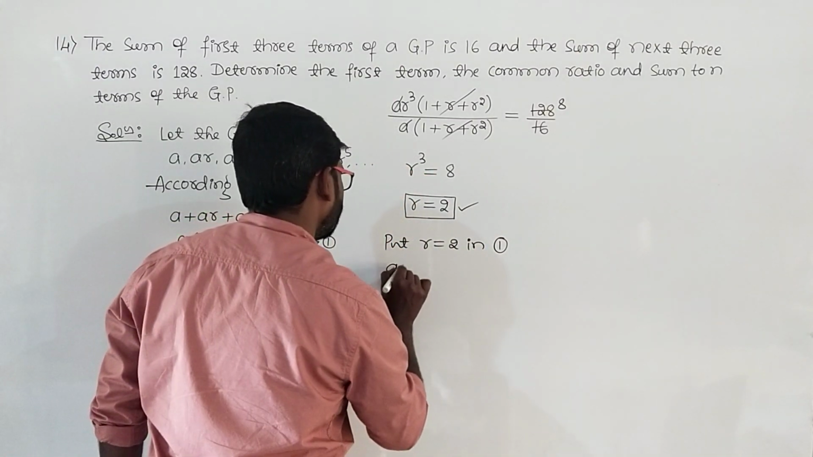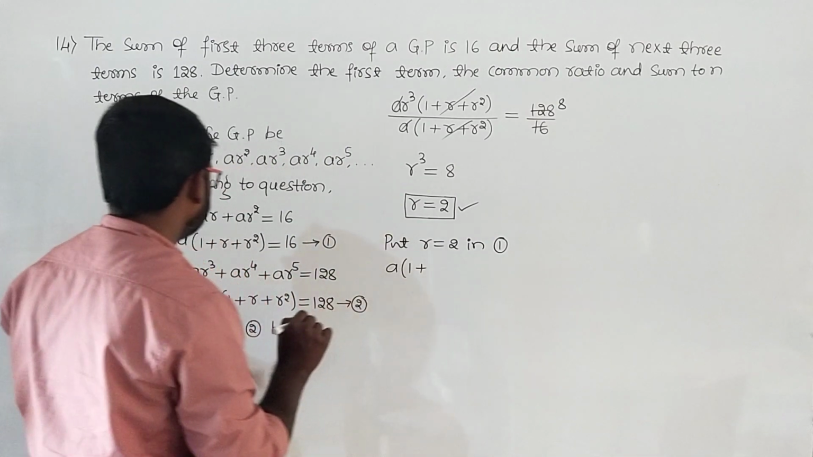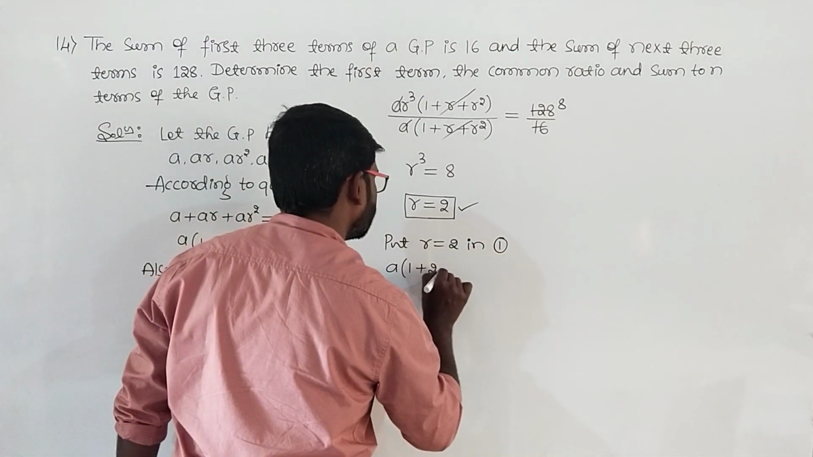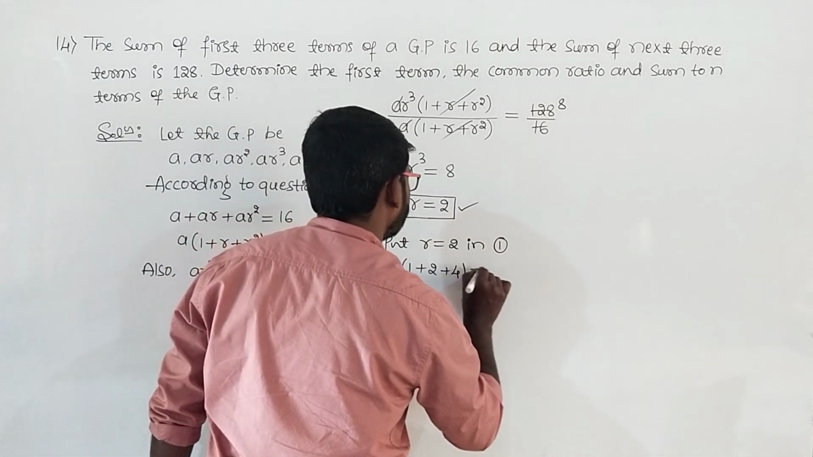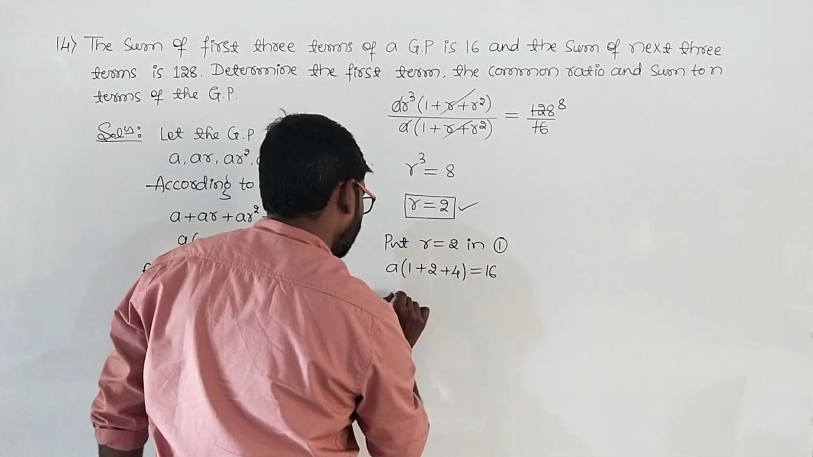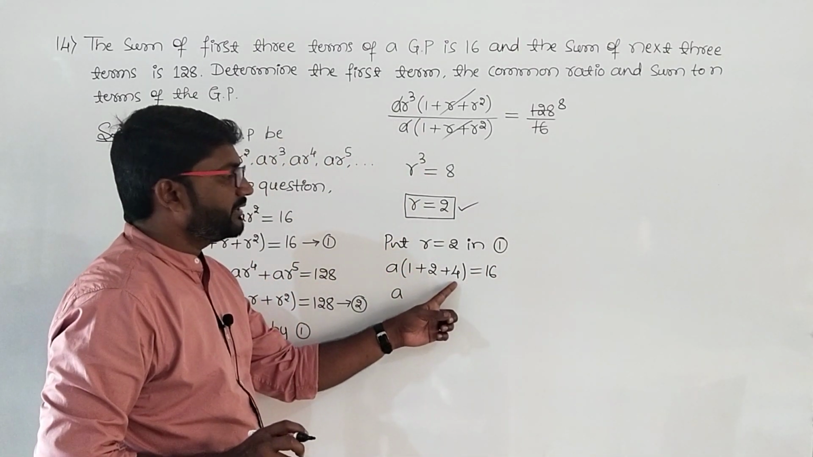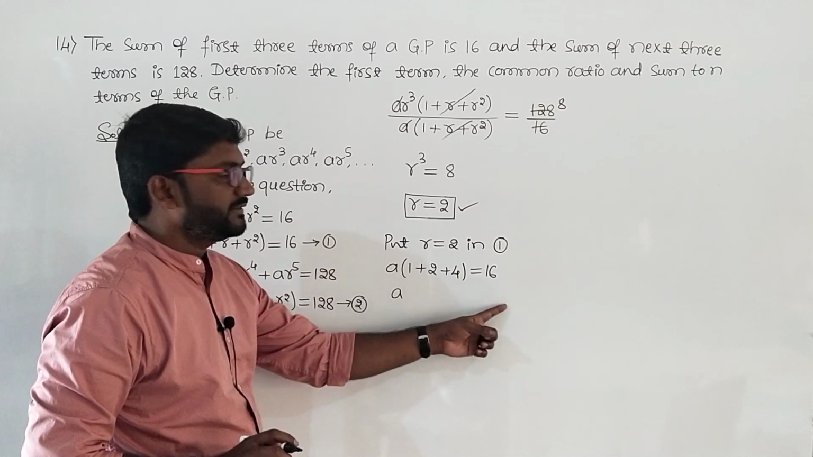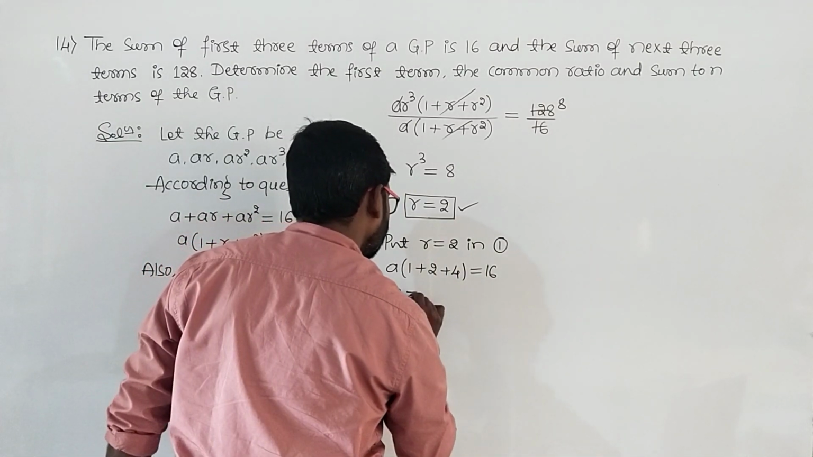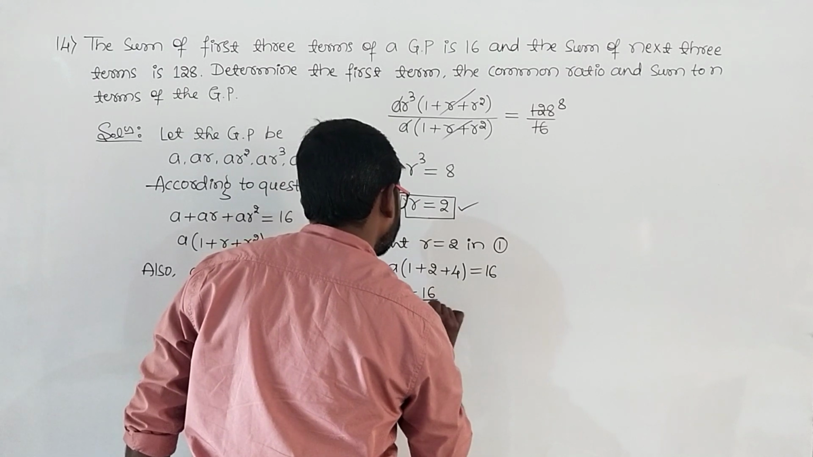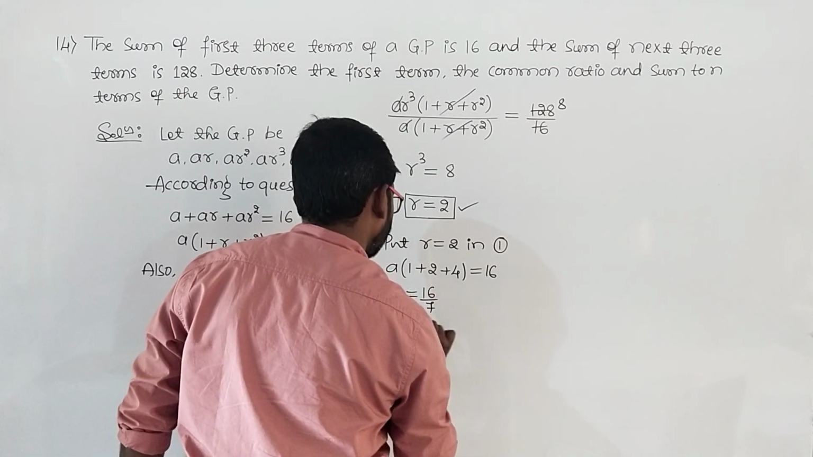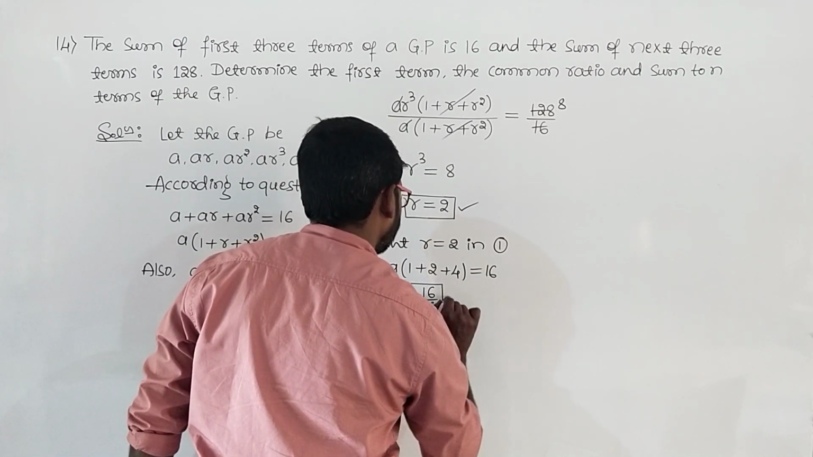A into 1 plus 2 plus 2 square, it is 4, which is equals to 16. So now A into 1 plus 2, it is 3. 3 plus 4, it is 7. So take 7 to the RHS, it goes to the denominator. A becomes 16 divided by 7. So we have the first term as well.